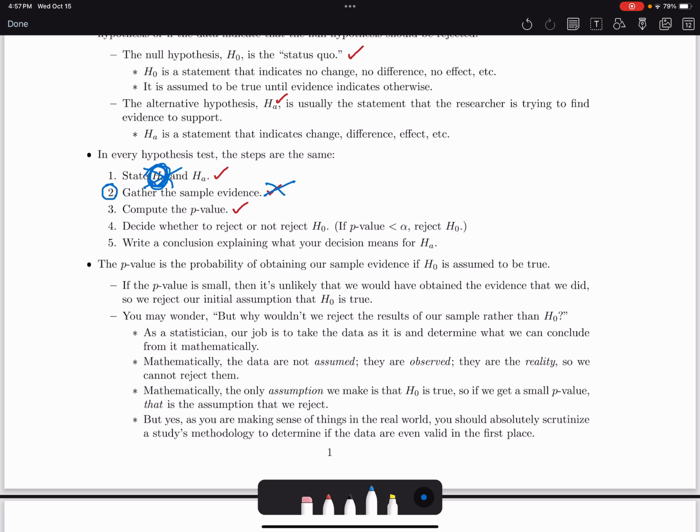How small does the p-value need to be in order for us to reject the null hypothesis? Well, it has to be smaller than alpha. So that's step 4 of the process. We use our p-value to make our decision. If the p-value is less than alpha, we reject the null hypothesis. If it's not less than alpha, then we do not reject the null hypothesis. And then finally, step 5 is to write a conclusion. Your decision tells you whether or not to reject the null. The conclusion tells you what that decision means for the alternative.